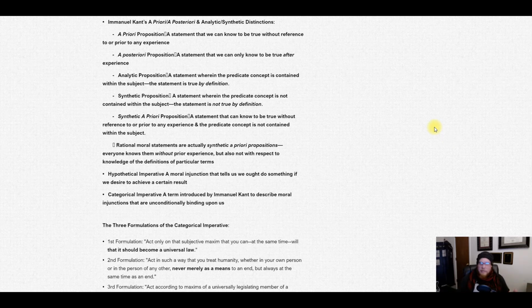And for him, this leads him eventually to the conclusion of what he calls the categorical imperative. Now, a categorical imperative is a term introduced by Immanuel Kant to describe moral injunctions that are unconditionally binding upon us. We must do them. This is different from a hypothetical imperative. A hypothetical imperative is something that you must do if the situation comes up. A categorical imperative is something that we must do in all times, in all situations, and in all circumstances. And for Kant, it has 3 formulations. There are 3 versions of the categorical imperative.